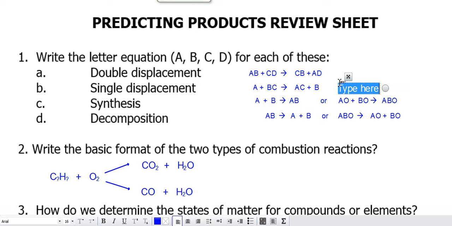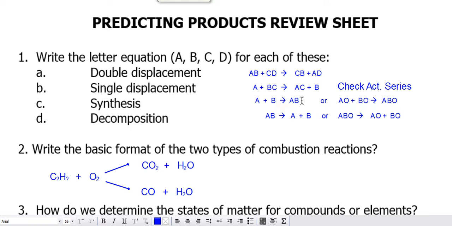Make sure that you check the activity series. With the single displacements, you have to check the activity series. If the single element is higher on the list, it will replace the lower element. If the single element is lower on the list, then you have no reaction.